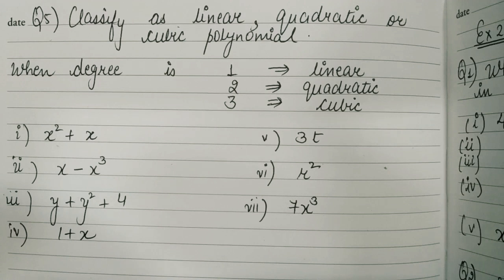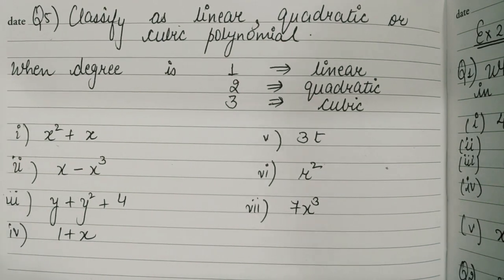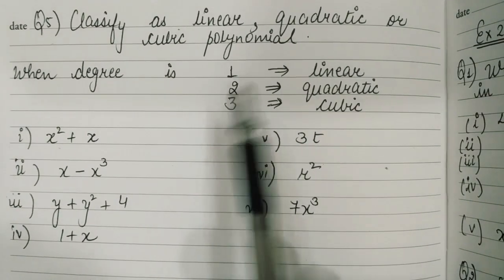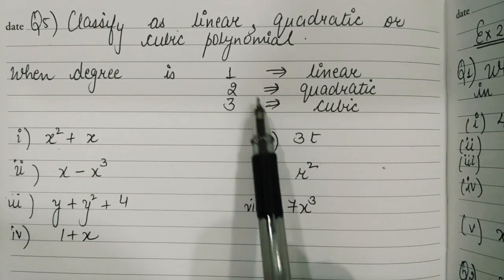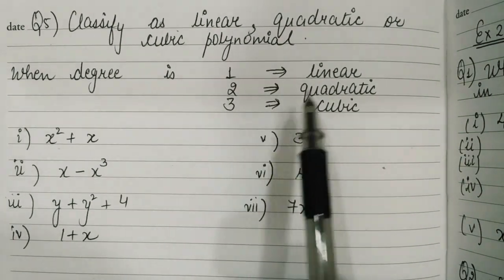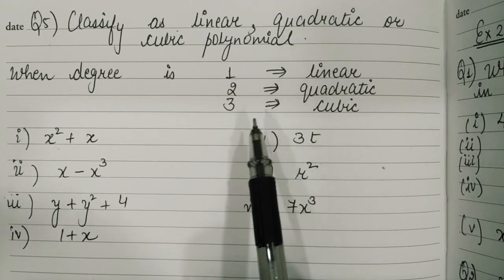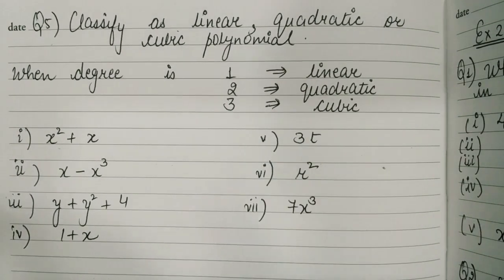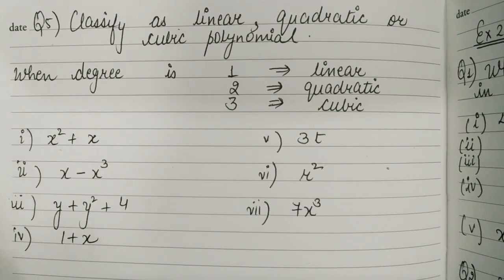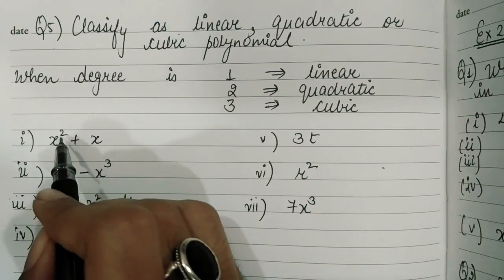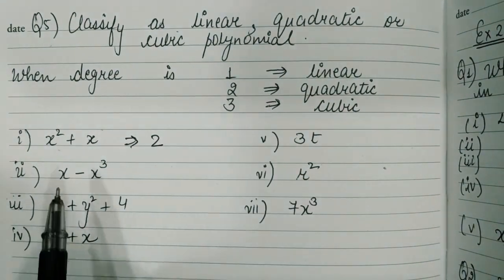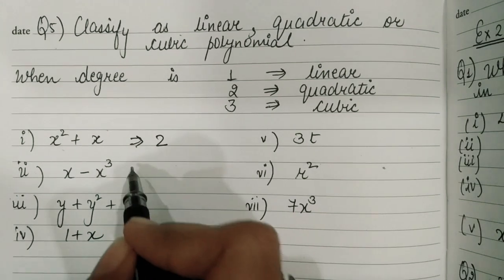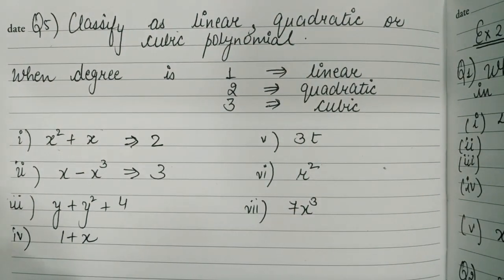In the next question, it is asked to classify the given polynomials as linear, quadratic or cubic. So how are we going to classify them? When the degree of the polynomial is 1, we call it a linear polynomial. When the degree is 2, we call it a quadratic polynomial, and when the degree is 3, it is known as a cubic polynomial. So first we are going to find the degrees. x raised to power 2, x raised to power 1, the highest power here is 2. x raised to power 1, x raised to power 3, the highest power here is 3.